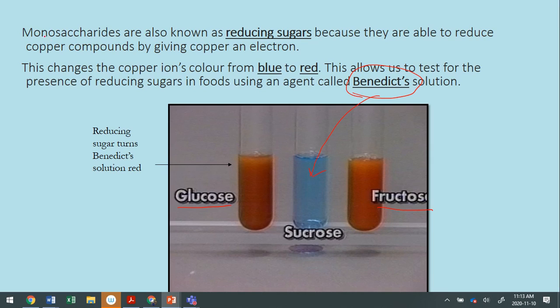So again, monosaccharides are sometimes called simple sugars, and they can also be known as reducing sugars because they will turn Benedict's solution from blue to red. So already I've confused some of you, I know. All right? A simple sugar, a monosaccharide, and a reducing sugar, they're all the same thing. So simple sugar, monosaccharide, reducing sugar, all the same thing.